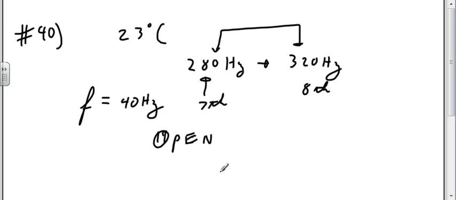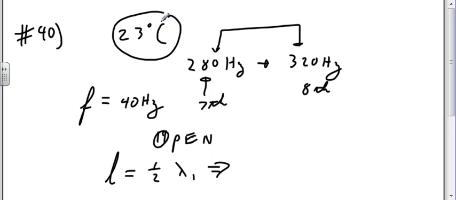And so what are we supposed to be calculating? The length of the pipe. Okay, so the length of the pipe is going to be 1/2 the wavelength of the fundamental. Now, in order to know that, we'd have to know the velocity at 23 degrees. And do we know that?